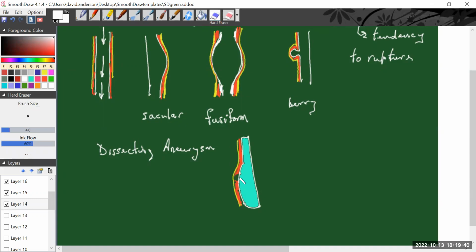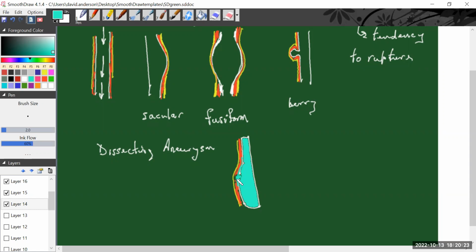Now, if for some reason we interrupt the intima, then now the blood is able to flow into this space. And the dissecting part comes from where the blood flows in and separates the intima from the media. And it fills up that space. And once that separation starts, it is very rapid in its progression. The pressure from blood flow is very rapid.